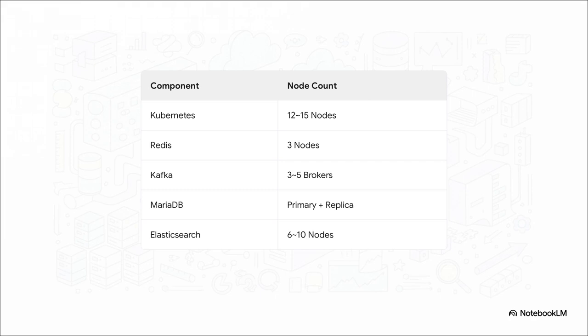We've got 12 to 15 Kubernetes workers doing the heavy computing, a 3-node Redis cluster for ultra-fast caching, and 3 to 5 Kafka brokers smoothly handling that massive stream of telemetry data. Throw in a primary and replica MariaDB setup for our relational data, and an impressive 6 to 10 node Elasticsearch cluster specifically sized to ingest and search all those millions of router logs. That right there is what a properly planned architecture looks like.